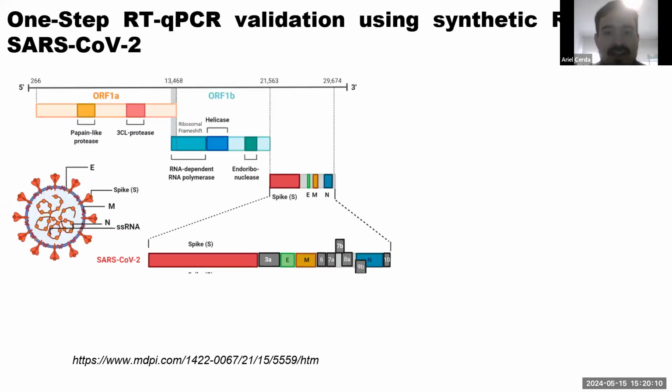Once we tested and validated the components of the one-step RT-qPCR, we evaluated the homemade master mix using synthetic SARS-CoV-2 RNA samples. We began by in vitro transcribing the SARS-CoV-2 nucleocapsid gene, purifying it, and then serially diluting it to achieve different target concentrations.